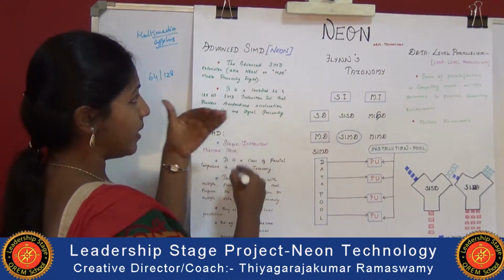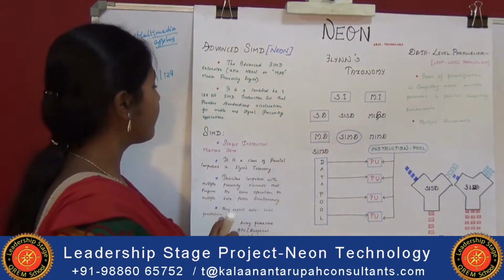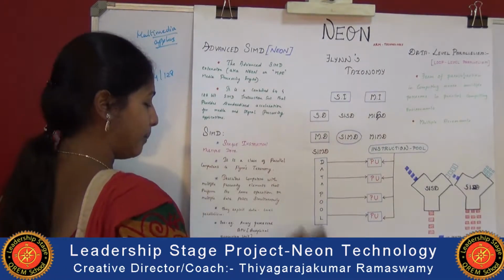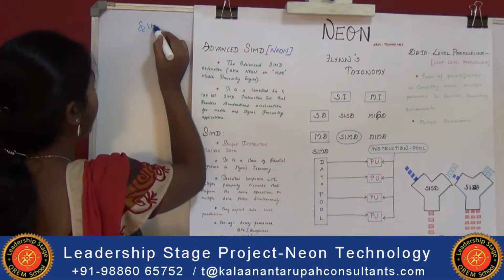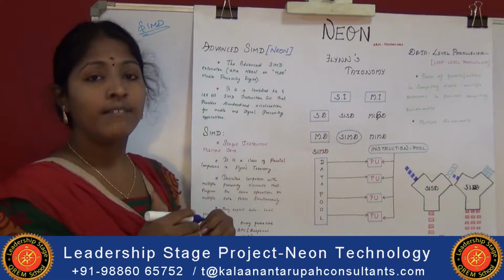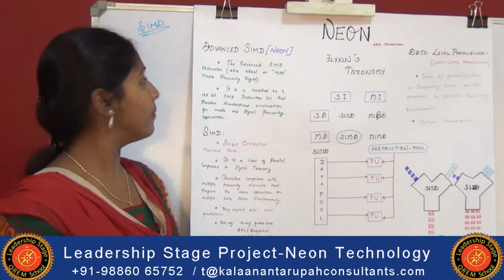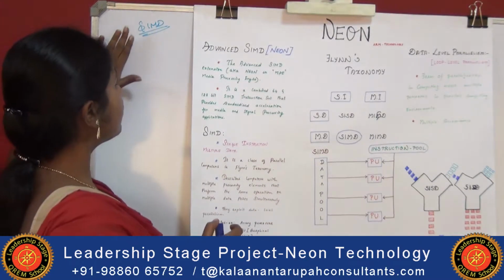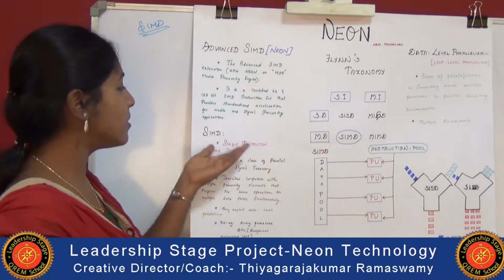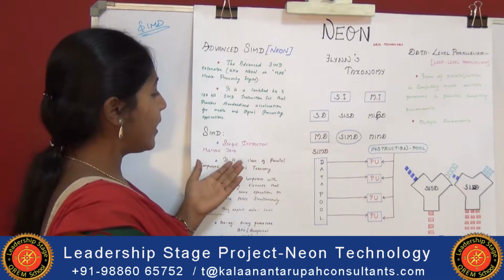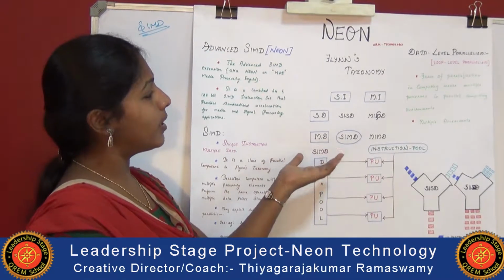Before going on to the main topic of NEON, let us discuss some things about SIMD. SIMD is nothing but single instruction multiple data. In SIMD, one instruction acts on multiple data points, usually carrying out the same operation at the same time. So using a single instruction, multiple data can be accessed to perform the same operation. It is a class of parallel computers in Flynn's taxonomy. So what is Flynn's taxonomy?